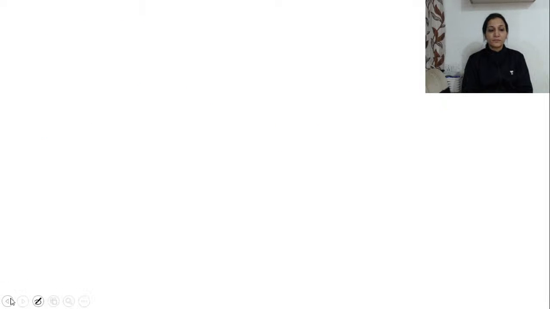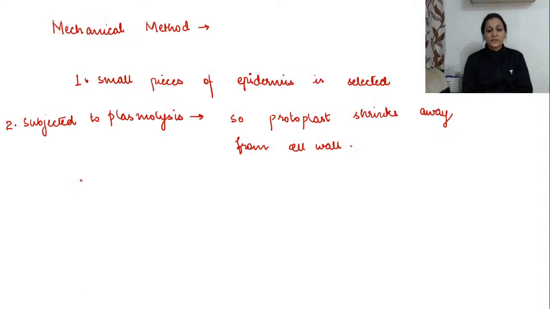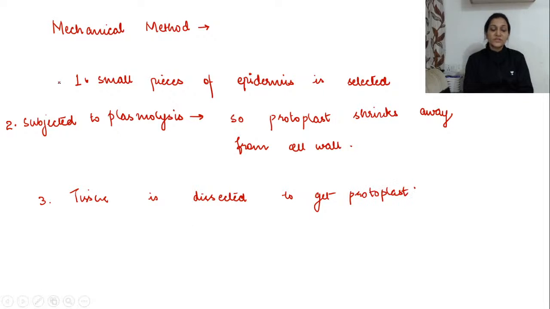Then the tissue is dissected to remove the protoplast. The tissue is dissected to get protoplast. But it's not a gentle method. There are disadvantages associated with it. So what are the disadvantages?